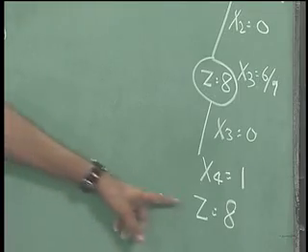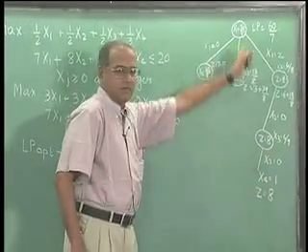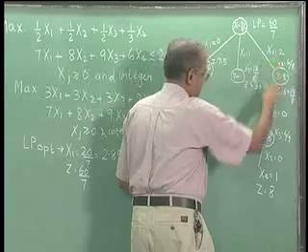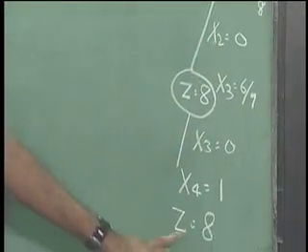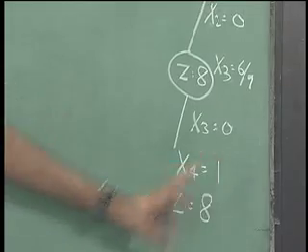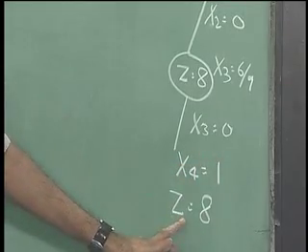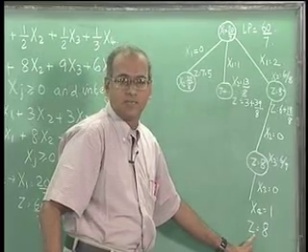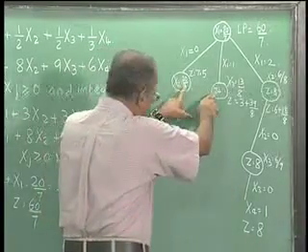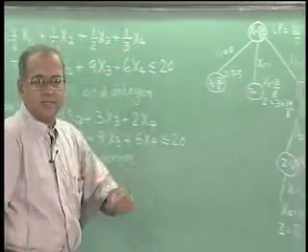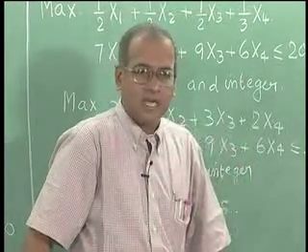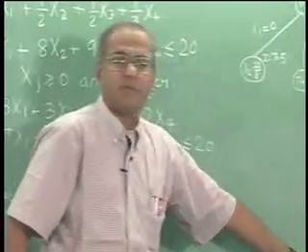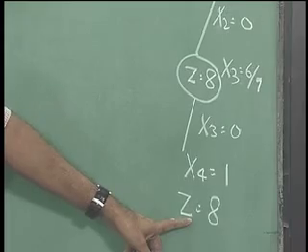And now, this is an integer feasible solution with x1 equal to 2, x2 equal to 0, x3 equal to 0, x4 equal to 1 with z equal to 8. This is a feasible solution to the integer programming problem. Proceeding from here, we cannot get a solution with 8, it can only be 7 or less. Therefore, we say that we have reached the optimum solution with z equal to 8.